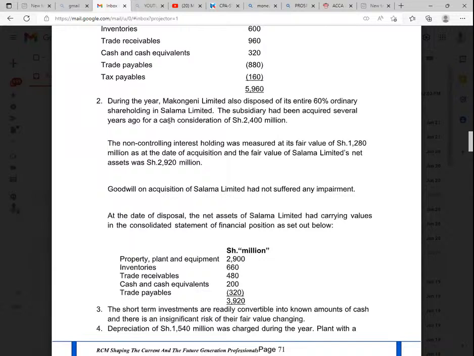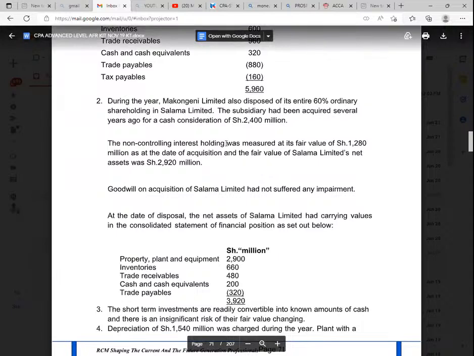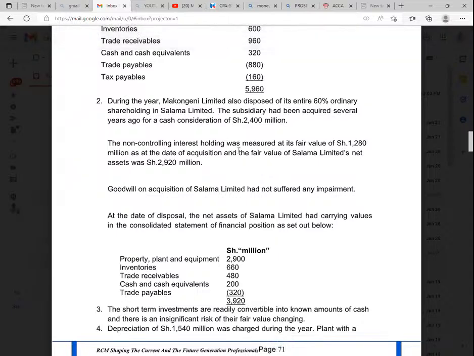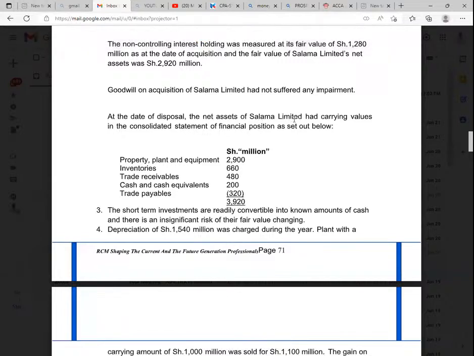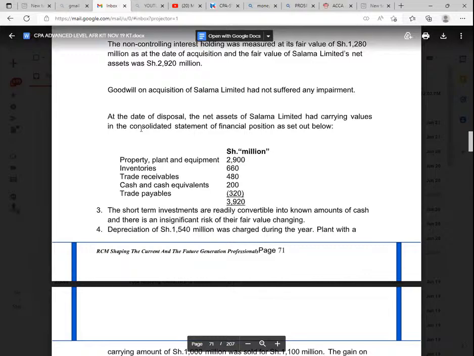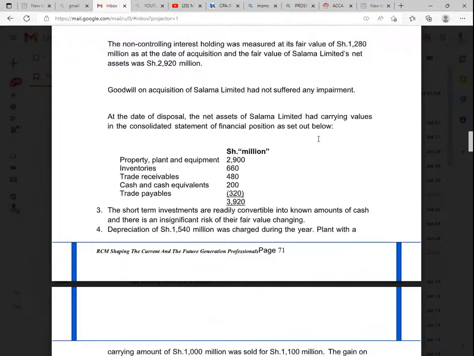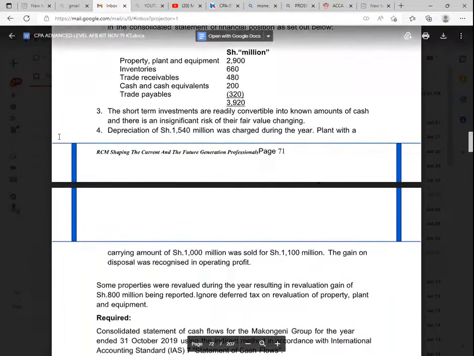The NCI was measured at its fair value of 1,280 as at the date of acquisition, and the fair value of Salama Limited net assets were like that. Goodwill on acquisition of Salama Limited had not suffered any impairment. At the date of disposal, the net assets of Salama Limited had carrying values in the consolidated statement of financial position as set below. Note 4, not affecting me for now.